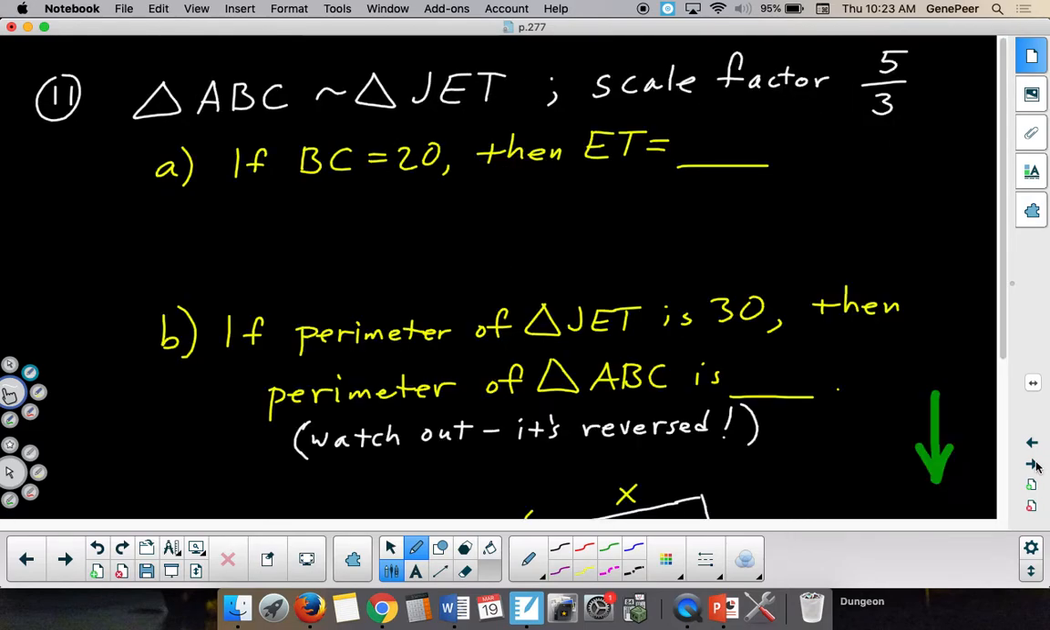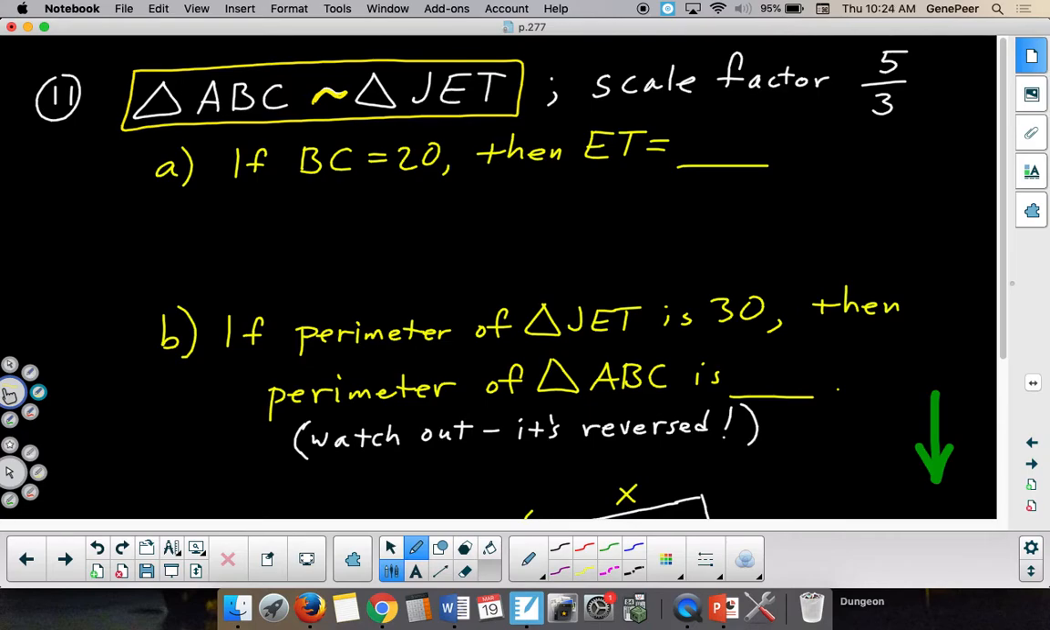Now we go on to number 11. For number 11, we again have no diagram. We don't need one because they told us the similarity right here, that triangle ABC is similar to JET. They also told us that we have a scale factor of 5 to 3. Why, thank you for telling us that. Looking in the book, is that given or is that something we figured out? Number 9, yes, they told us the scale factor was 5 to 8. Wait a minute, I'm on the wrong page. There it is, yes, they told us the scale factor is 5 to 3.